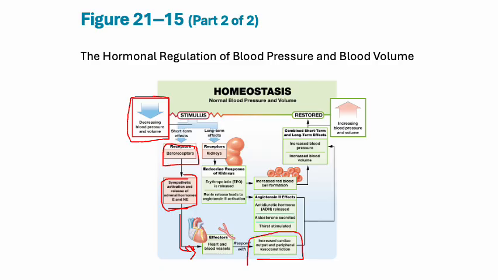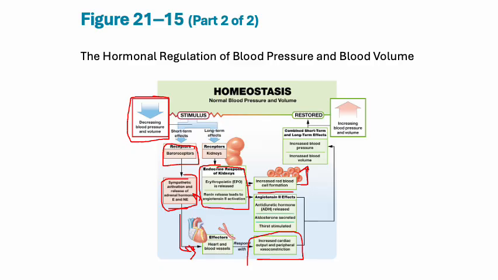We also have the effects from the kidneys, the more long-term effects. That is when we release erythropoietin and renin. Renin is the one that mediates the renin-angiotensin system. So from the kidneys, we have the erythropoietin. That increases the blood cell formation, which is going to increase blood volume. The renin that is released is going to activate angiotensinogen.